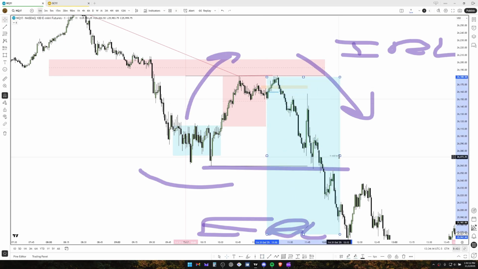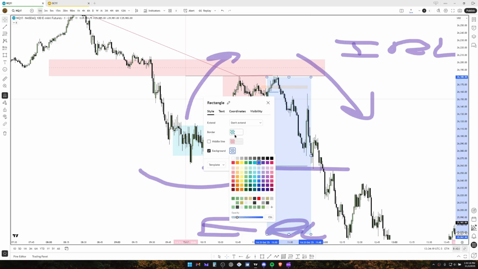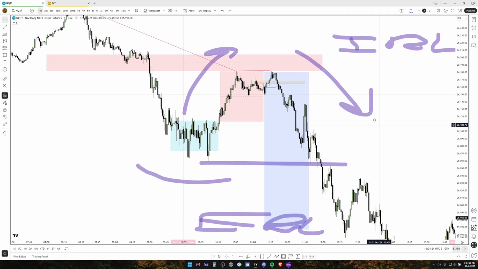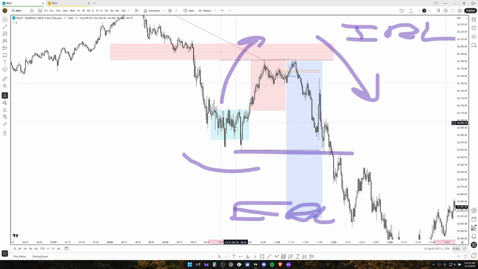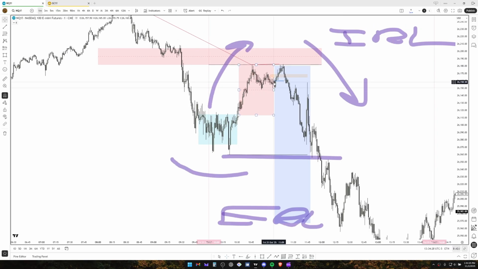Distribution down. So I'll make distribution blue. So we have consolidation, manipulation, because we pushed up, the false move, and then we have the distribution.